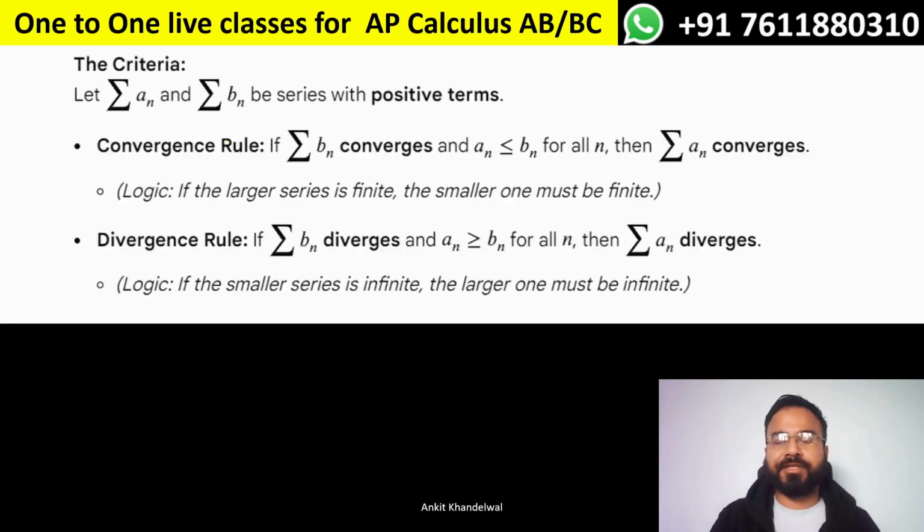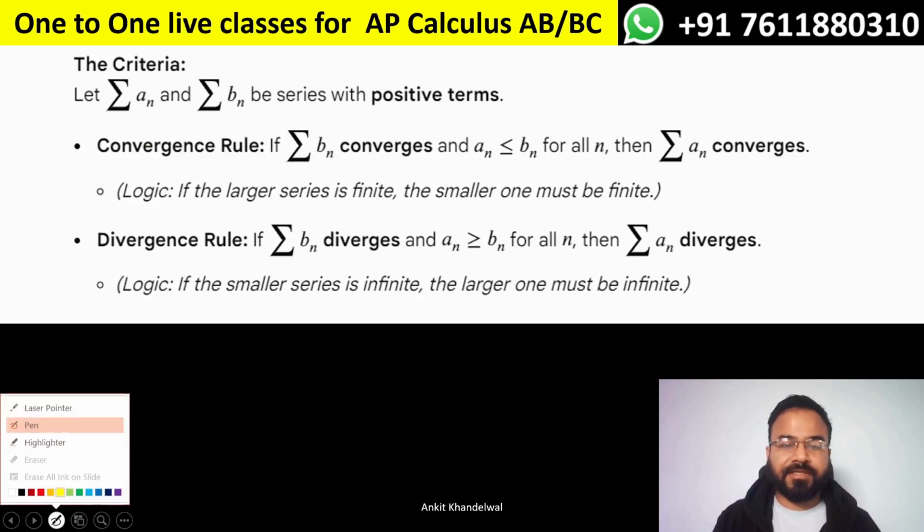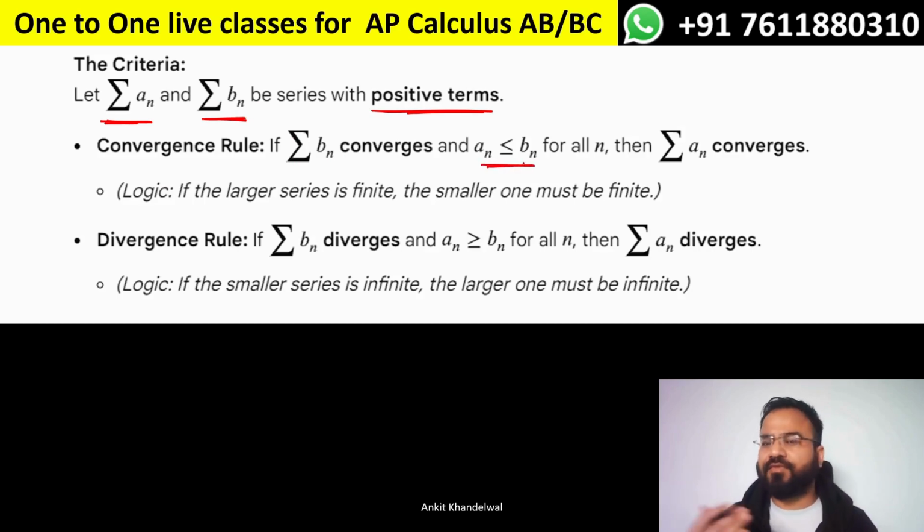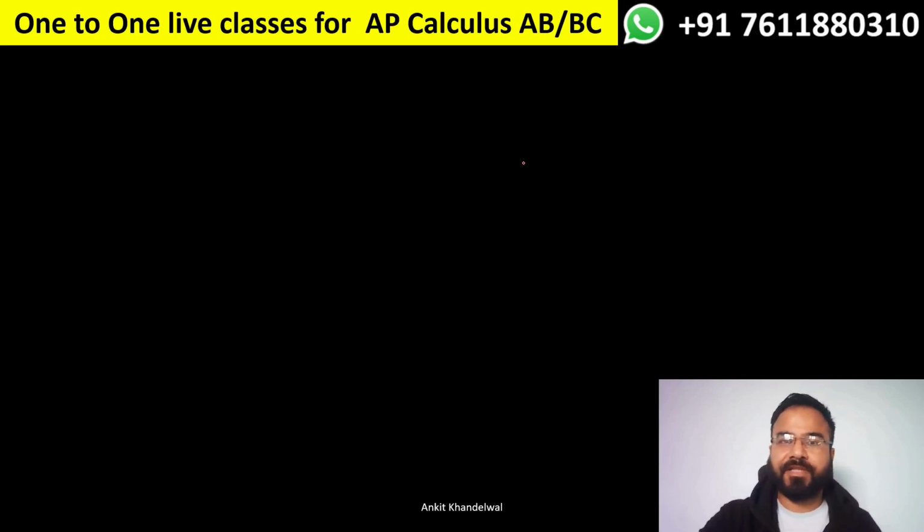So first of all, you can see an is given to us. This is the given series and this is the assumed series, and both of them should have positive terms, that is the first condition. Now these are the rules. If bn, the series which we have assumed, converges and an is less than or equal to bn, then an also converges. What does that mean?